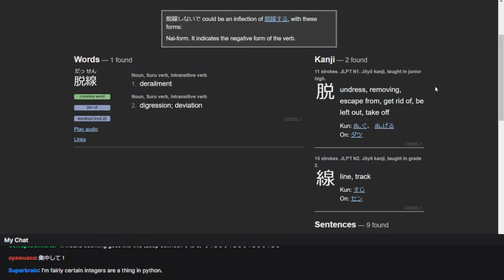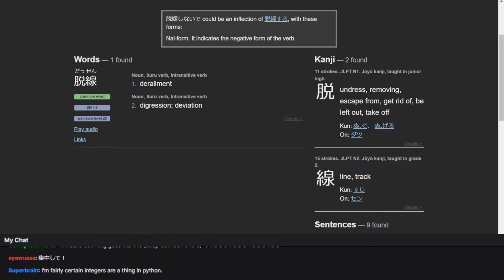Certain integers are a thing in Python. Counting goes like this: loop between 0 to 3. 0, 1, 2, 3, 0, 1, 2, 3, 0, 1, 2, 3.